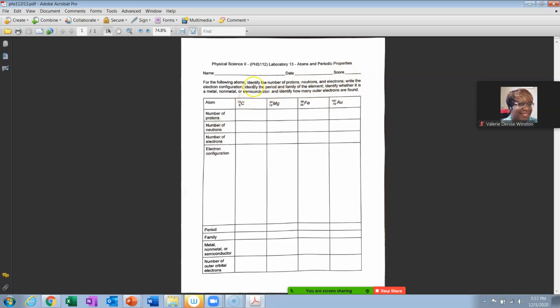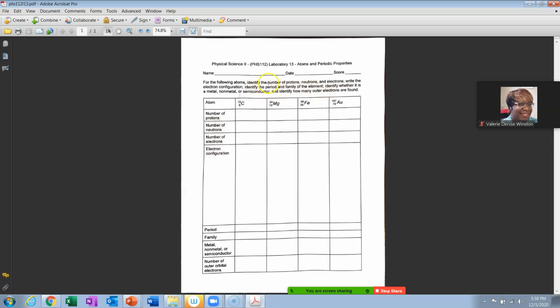Okay, for the following atoms, identify the number of protons. This sounds familiar, doesn't it? Number of neutrons and the number of electrons. Now I've written them the same way we wrote them last time. Okay, so you should know how to do this based on the last lab. If any of you weren't here for the last lab, we'll go through that. Okay, so that's the first columns here. I picked out 4 elements: carbon, magnesium, iron, and gold.